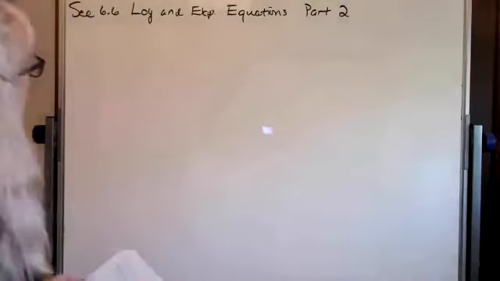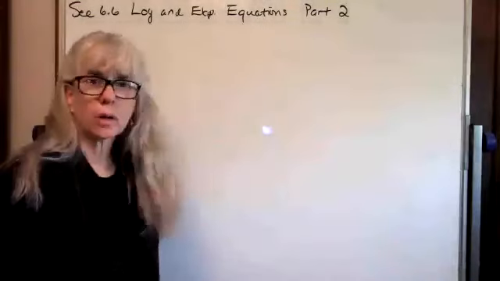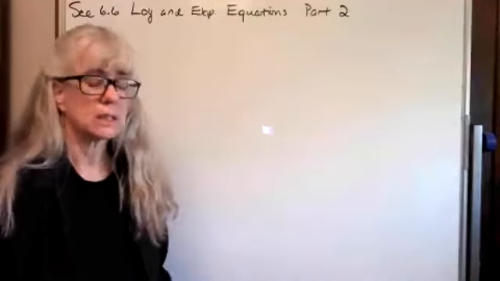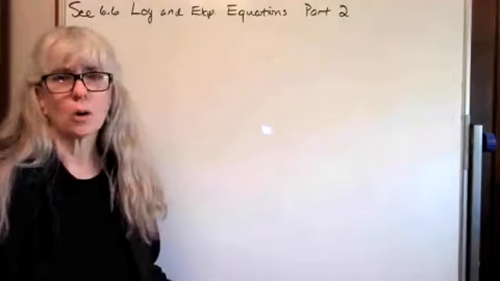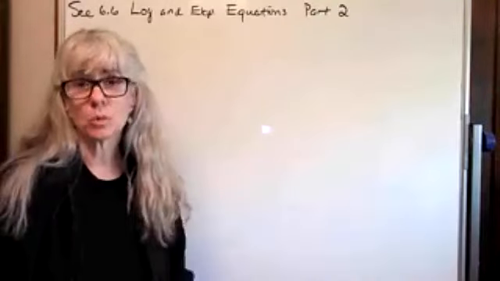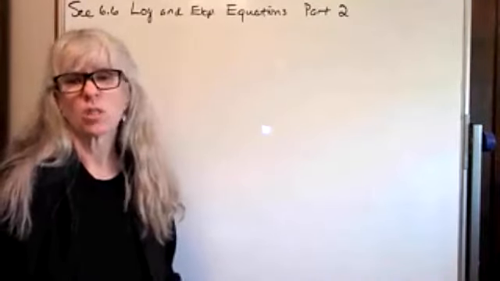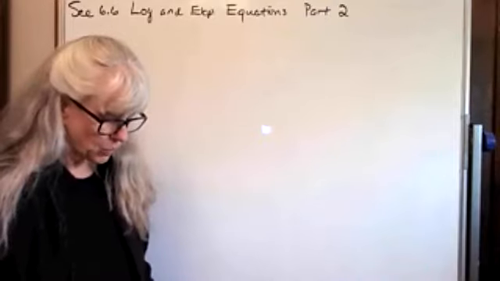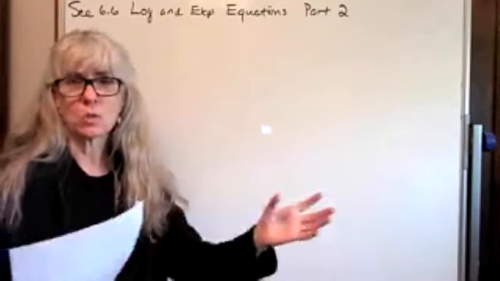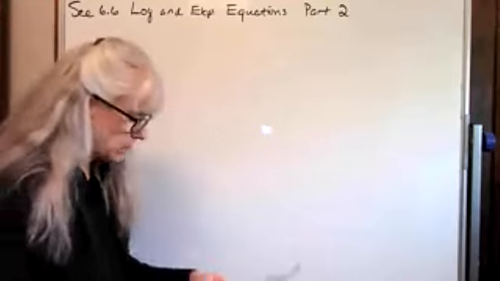So in part 2 of section 6.6, we're going to move on to type 2 of the logarithmic equations. This is what I call log equal log. In other words, every single term will have the word logarithm or natural log on it. So again, we're going to combine each of the sides into a single logarithm. Then we're going to use this really important property.